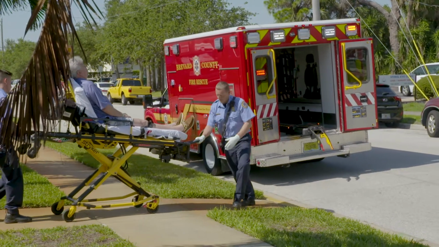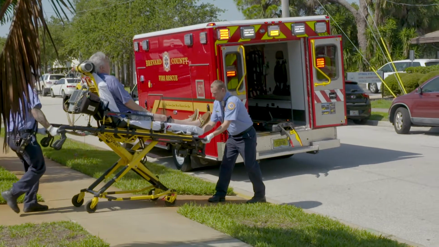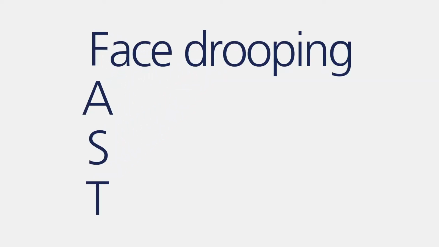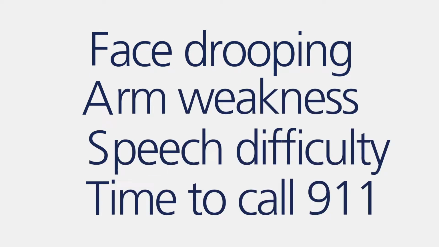Stroke patient care starts with patient comprehension of what symptoms they should be aware of. An easy way to remember this is the FAST acronym. That is F for face drooping, A for arm weakness, S for speech difficulty, and T for time to call 911 if you see anyone with these symptoms.